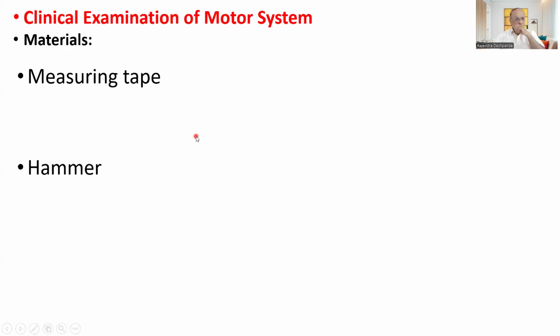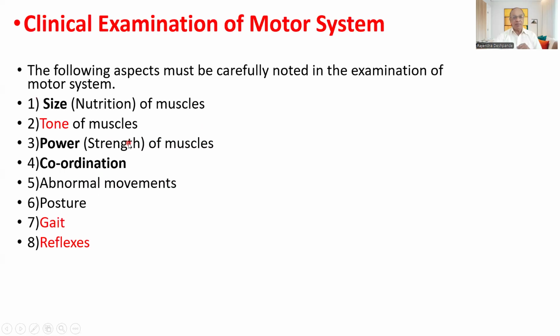Next, what we require to do the examination of nutrition, especially, we will require the measuring tape. Suppose we want to check the reflexes, then we will need the clinical hammer. Do not say only hammer, it's a clinical hammer. Then let us start to discuss which different examinations we are going to learn in this part 1 and also in part 2.